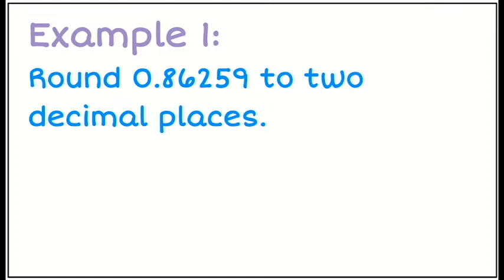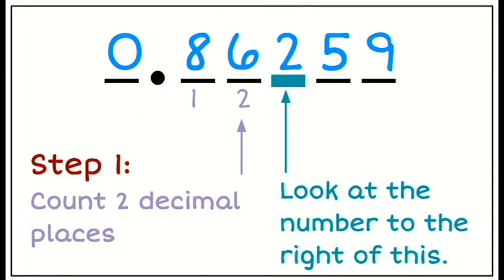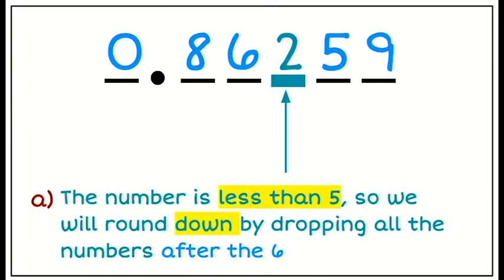So I want to round 0.86259 to 2 decimal places. So the first thing I do is I count the first 2 decimal places across, so 0.86. Then I look at the number to the right of that, and that is the number 2. So now I need to decide, what do I do?